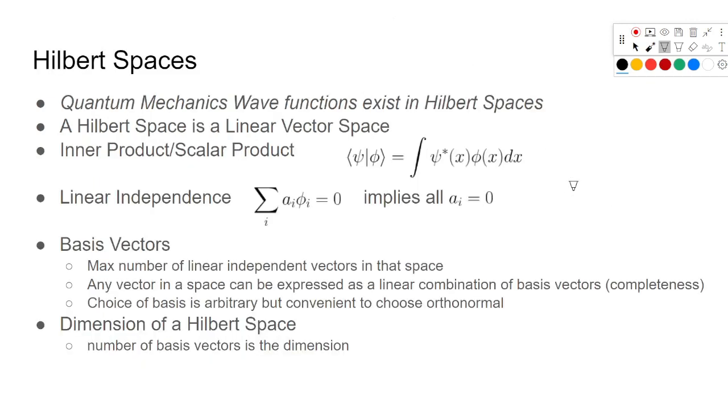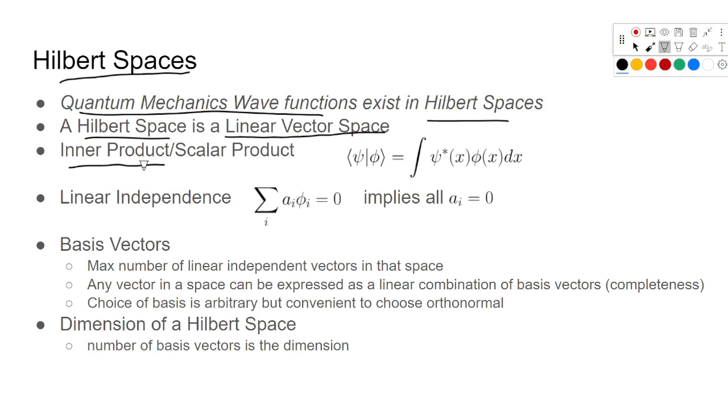So now let's talk about Hilbert spaces. Hilbert spaces are a special kind of vector space. So a Hilbert space is a linear vector space. And why this is important to understand is because quantum mechanical wave functions exist in Hilbert spaces. So Hilbert spaces are needed to describe our wave functions. The additional concept that a Hilbert space must have over the rules that we studied in the previous slide is that they must have an inner product.